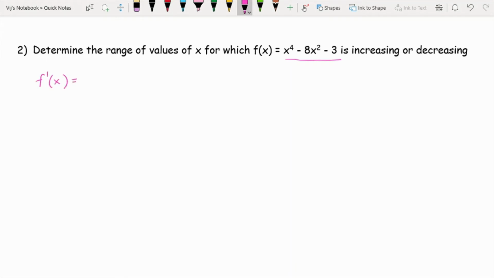So f dash of x in this case is going to be 4x cubed minus 16x. Then to find the stationary points, the gradient's got to be equal to 0, so let's make it equal to 0. Now at this stage, what you don't want to do is take things over to the other side and start cancelling, and one of the reasons why you don't do that is because you potentially lose certain values.